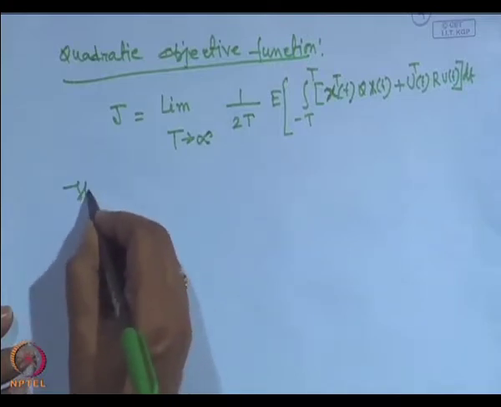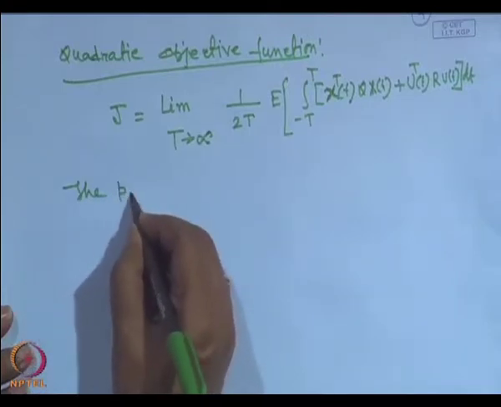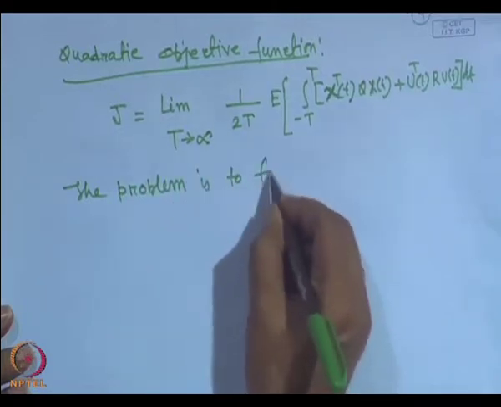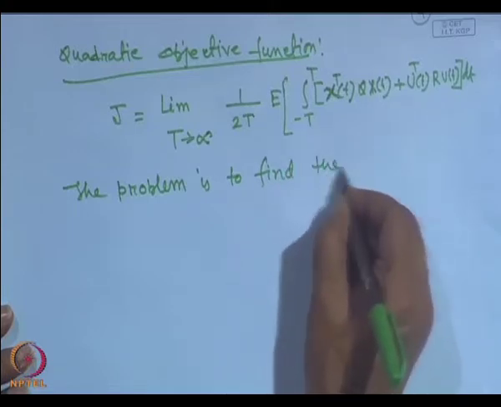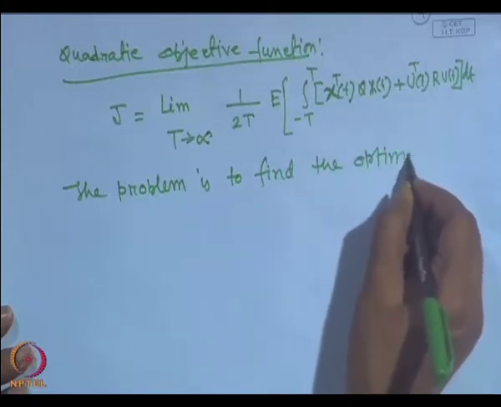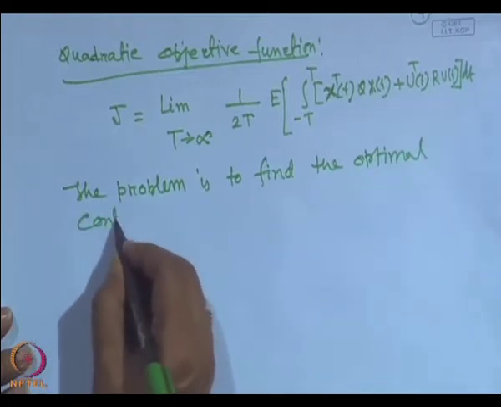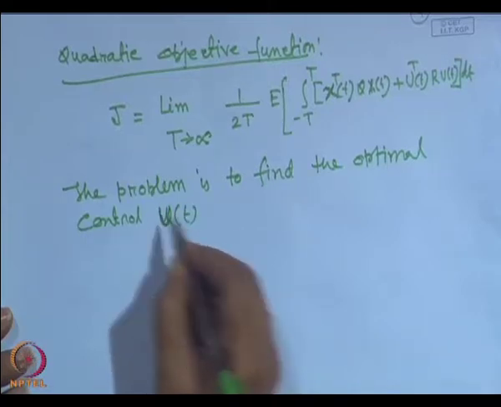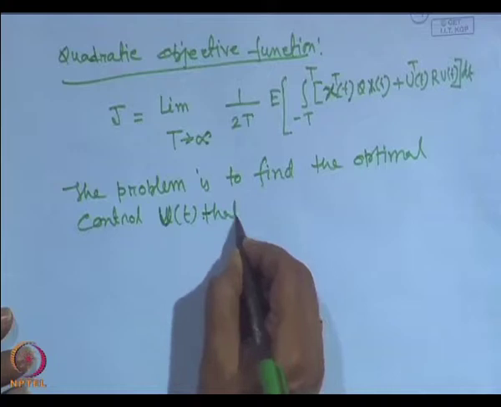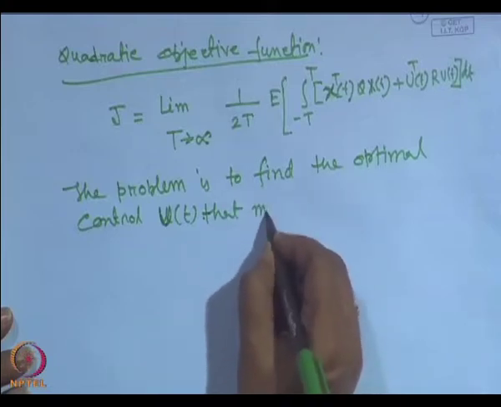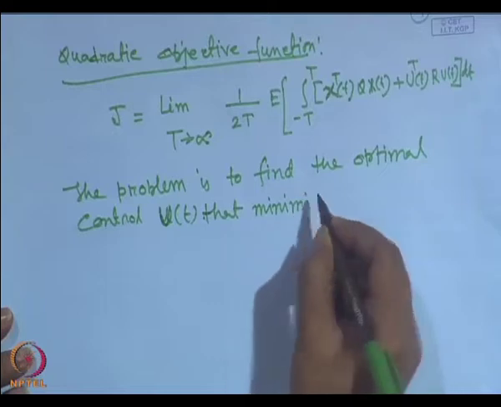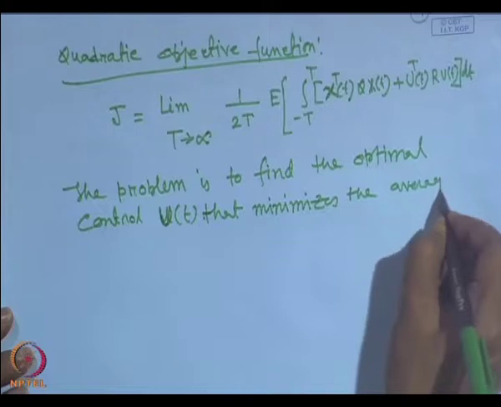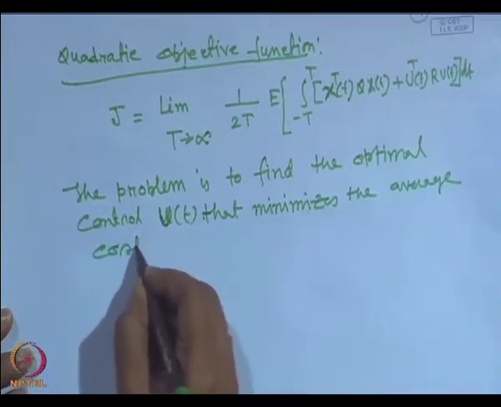Now our problem boils down to this. The problem is to find the optimal control u of t that minimizes the above performance index, that minimizes the average cost function.